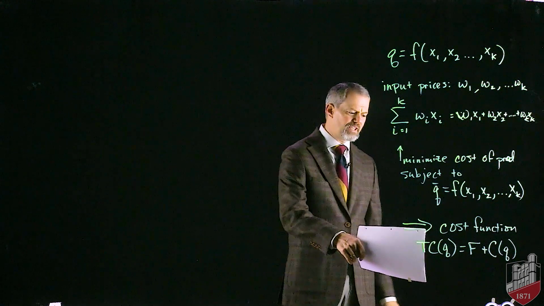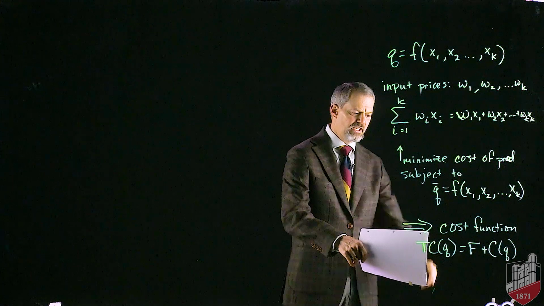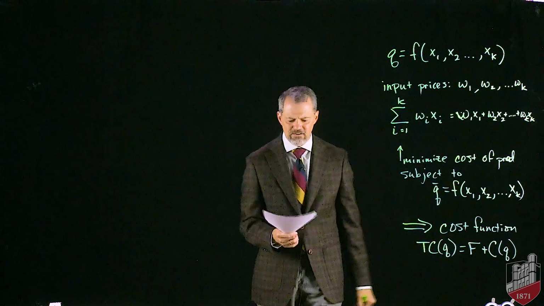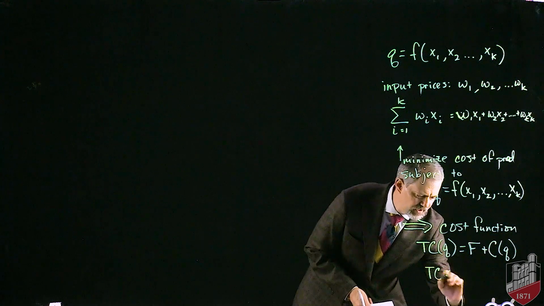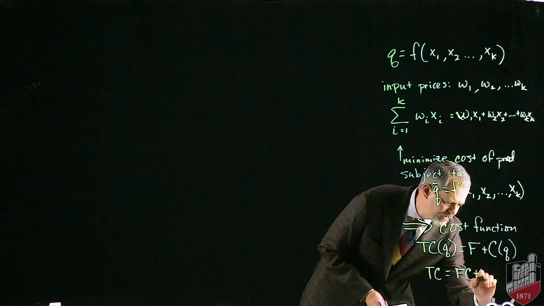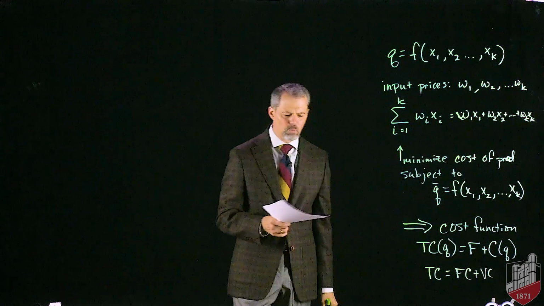Sometimes you see this without the T. Sometimes you see it as just C of Q, cost function. A lot of times I just write it as this. Total cost is equal to fixed cost plus variable cost. That's a more general way of writing it.